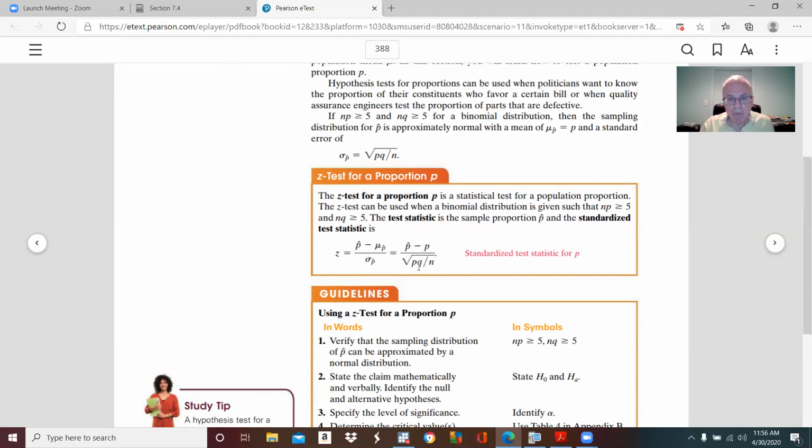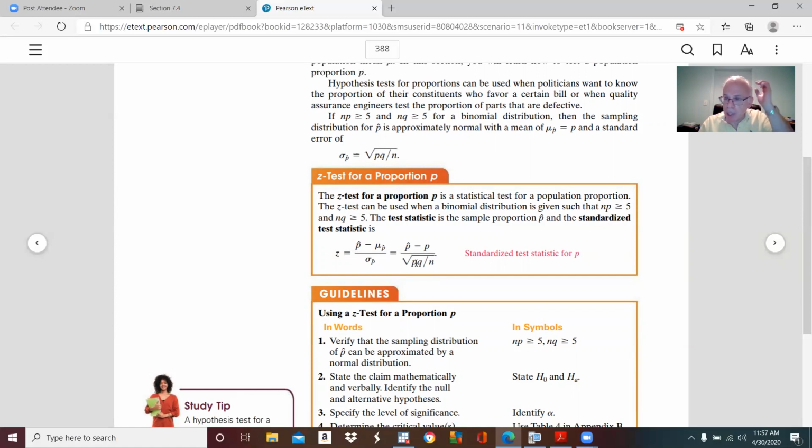And then in the denominator, we have our standard error. It's the square root of p times q. Now, q is 1 minus p. Just know that I use 1 minus p, and the book sometimes uses q, divided by n, which is the sample size. Notice that we do not use p hat and q hat inside the square root. So for hypothesis tests, we always put in the square root the hypothesized value of p, not the sample proportion. This is different than for confidence intervals.